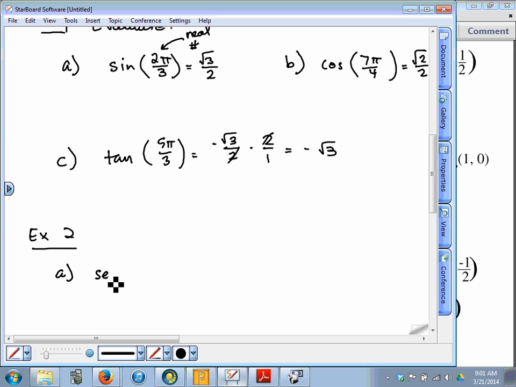Let's do the secant of 7 pi over 6 and the cosecant of negative 3 pi half.